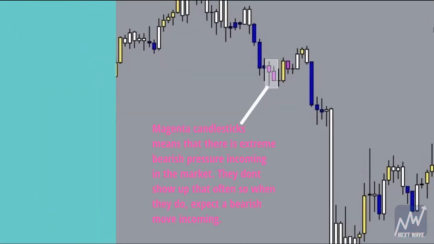Magenta candlesticks mean that there is extreme bearish pressure incoming in the market. They don't show up that often, so when they do, expect a bearish move incoming.